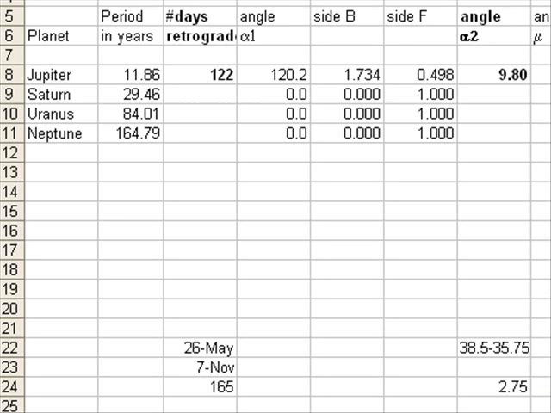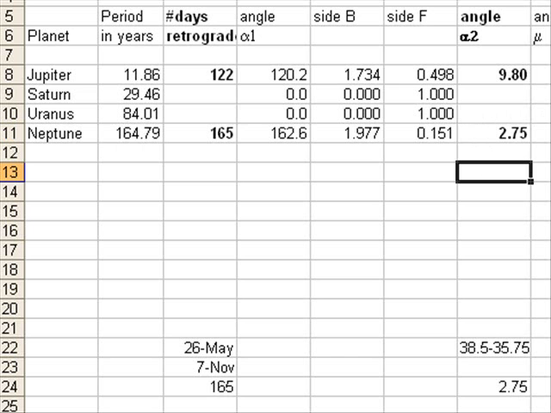This particular Excel sheet here will actually be used in a lab where all you have to do is plug in the numbers that we just measured, and I'm going to do so for Neptune. I said here 26th of May to 7th of November, and I'm calculating that's a total of 165 days. So I'm going to plug that in, 165 days. I already know the period for Neptune, 164 years. That's just a coincidence that these two numbers are so close to each other. Remember, this one is in years, that's its period, this is the number of days. That's retrograde. And here are the two angles that I measured, and I subtract them, come up to 2.75.